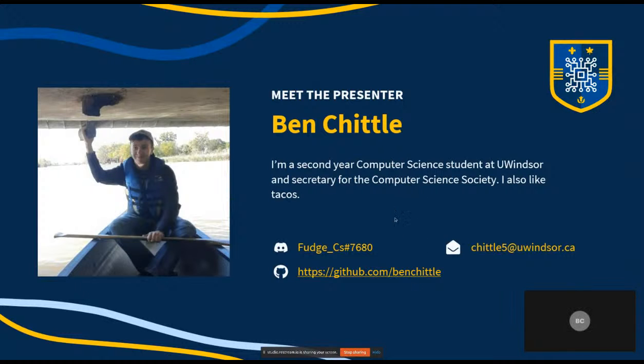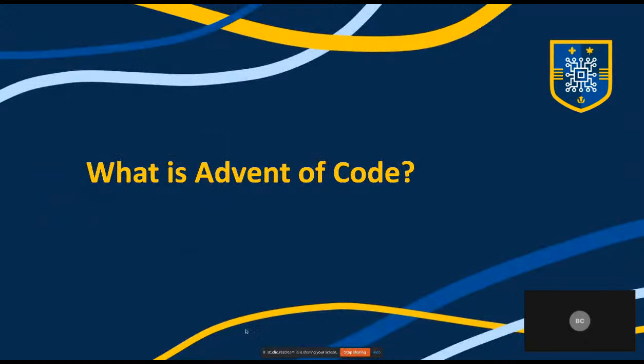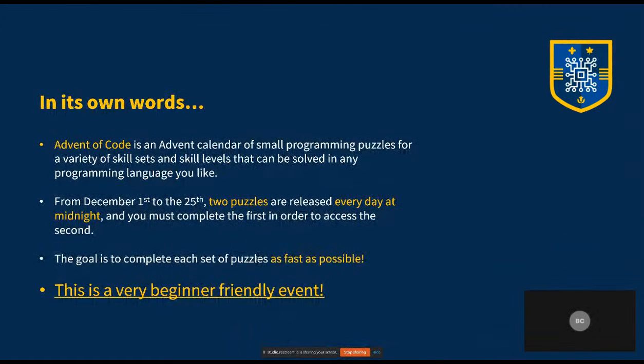Thank you very much. And all right, let's jump into Advent of Code right away. So what is Advent of Code? It's an advent calendar of coding competition problems, I guess you could call it. It's been going on for, I think, the last 5 or 6 years. It goes from December 1st to the 25th every year. And the way it works is every night at midnight, you get a new puzzle, 2 puzzles, and the goal is to complete these puzzles as fast as possible. So you're kind of competing with other people if you're trying to compete.